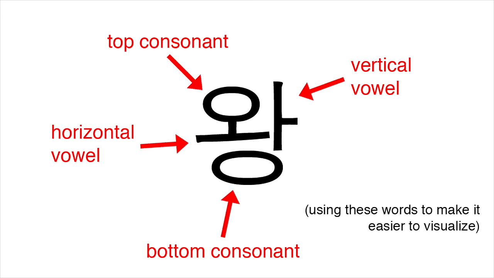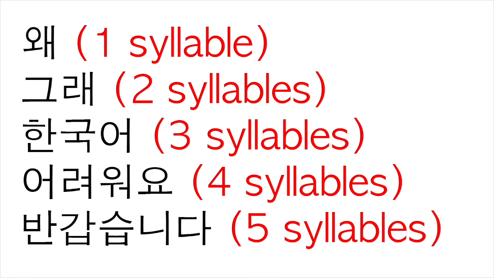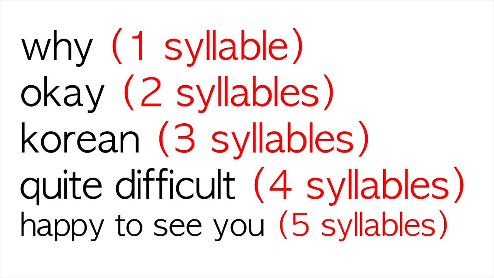Does it sound complicated? Don't worry, now we'll get to pronunciation. Make sure to remember the letter structure though. There's also an order of which to write first. You always write the top consonant first, then the horizontal vowel, then the vertical vowel, and then the bottom consonant. Also, another thing for you to know is that a single letter is 1 syllable in Korean, which makes it really easy to count syllables in Korean, unlike English, where we have to sound the words out.